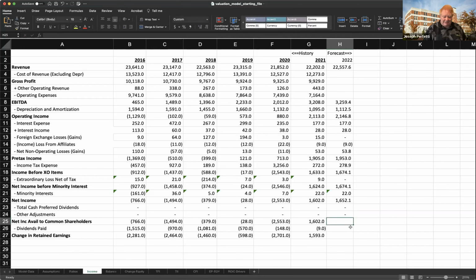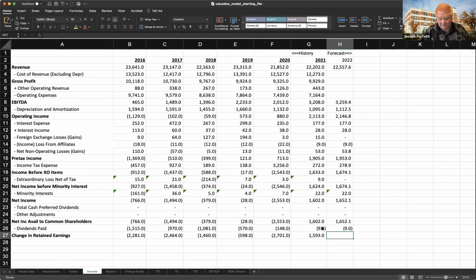That gets me to a net income available to common shareholders. I want you to take cell G25, copy it, go to cell H25, paste it. So I get net income to common shareholders of 1652.1. I then see that they paid 9 million in dividends in 2021. Again, since we're not mucking around with the capital structure, H26 equals G26. 9 million of dividends in 2022. That leads to a change in retained earnings.